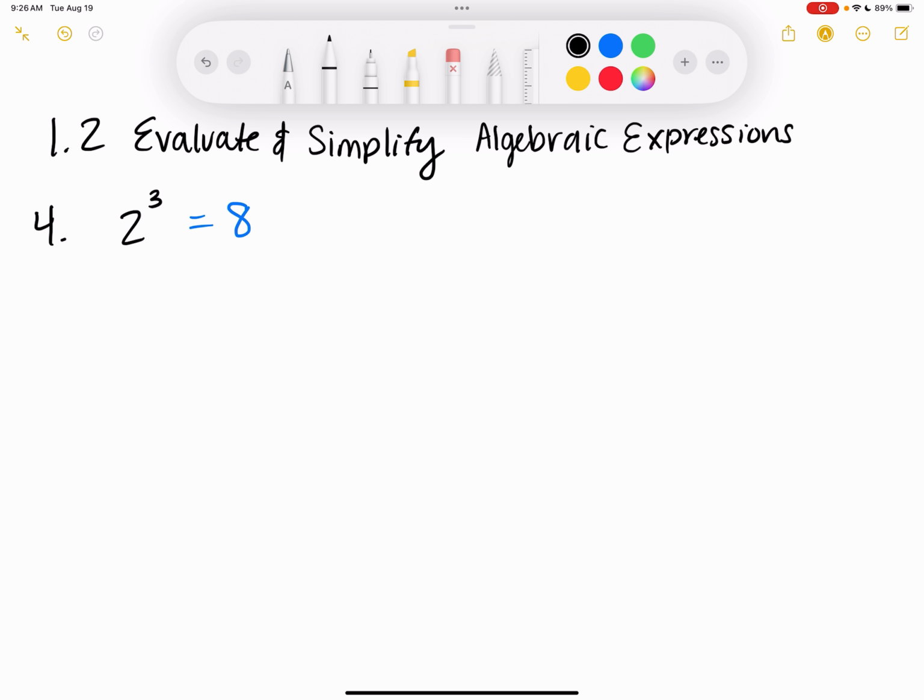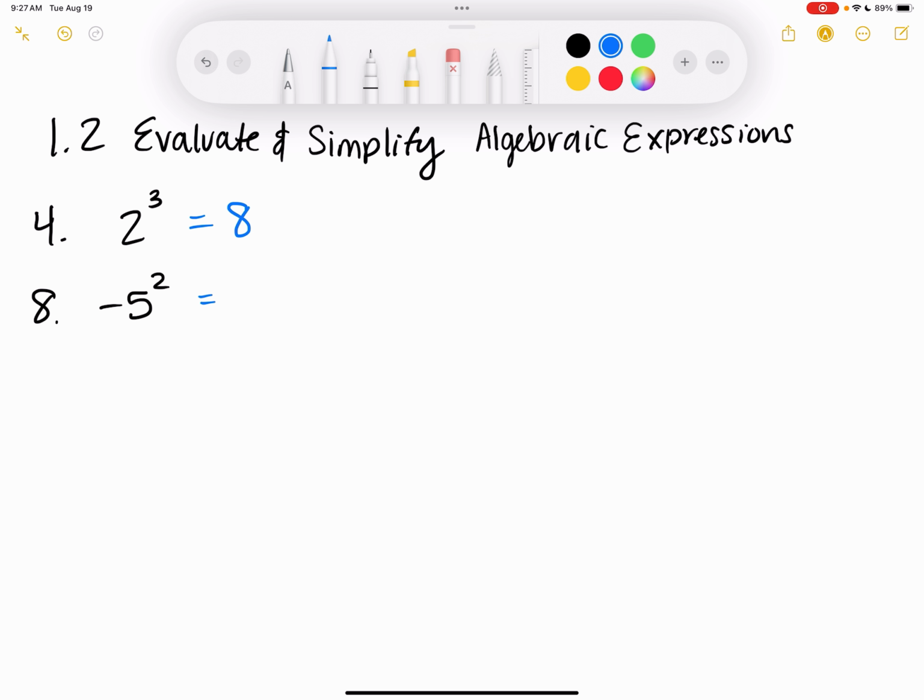Okay, number 8. -5 squared. What would this be equal to? 25. Are we sure? -5 times -5... -25. Wait. The square is only on the 5.